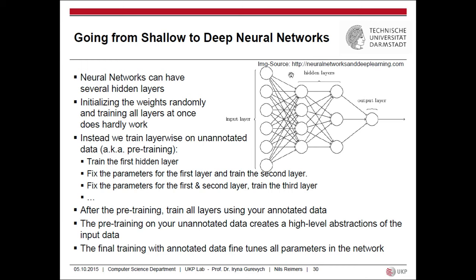We first train the first layer, and as soon as it converges to a minimum, we go on to the next layer, train the next layer until it converges to some minimum, and then we train the last layer until we're satisfied with the results. Then we train all the layers together on our final task.